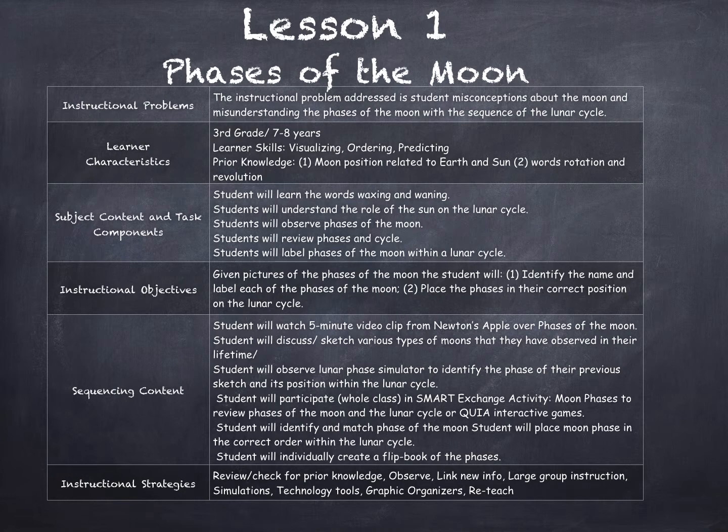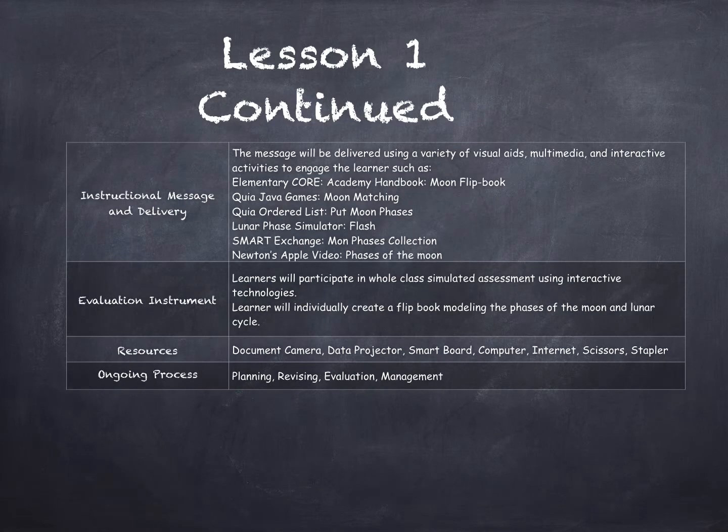So you start with your instructional problems, would be your misconceptions, why you're teaching this lesson, because the student doesn't know something. Then you move into the learner characteristics. You describe your learners, who they are, where they are, prior knowledge, things that they may or may not already know. Then you begin with your task components. What will they be able to do? What are the goals that you want them to accomplish through this lesson? So more of students will be able to by the time this lesson is over.